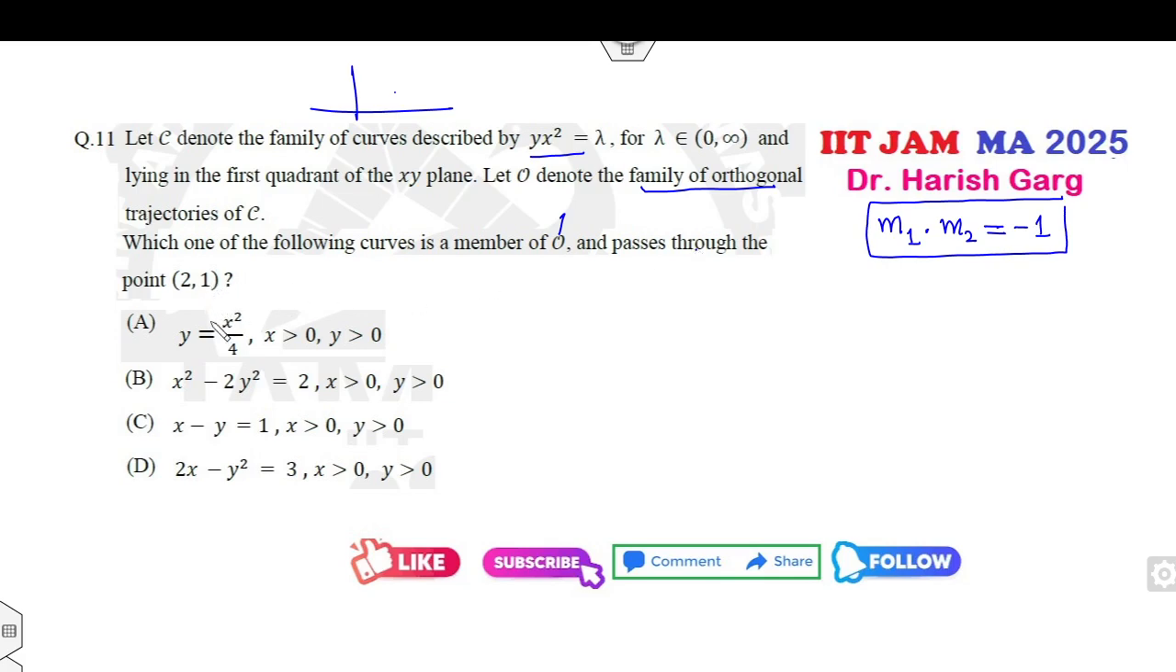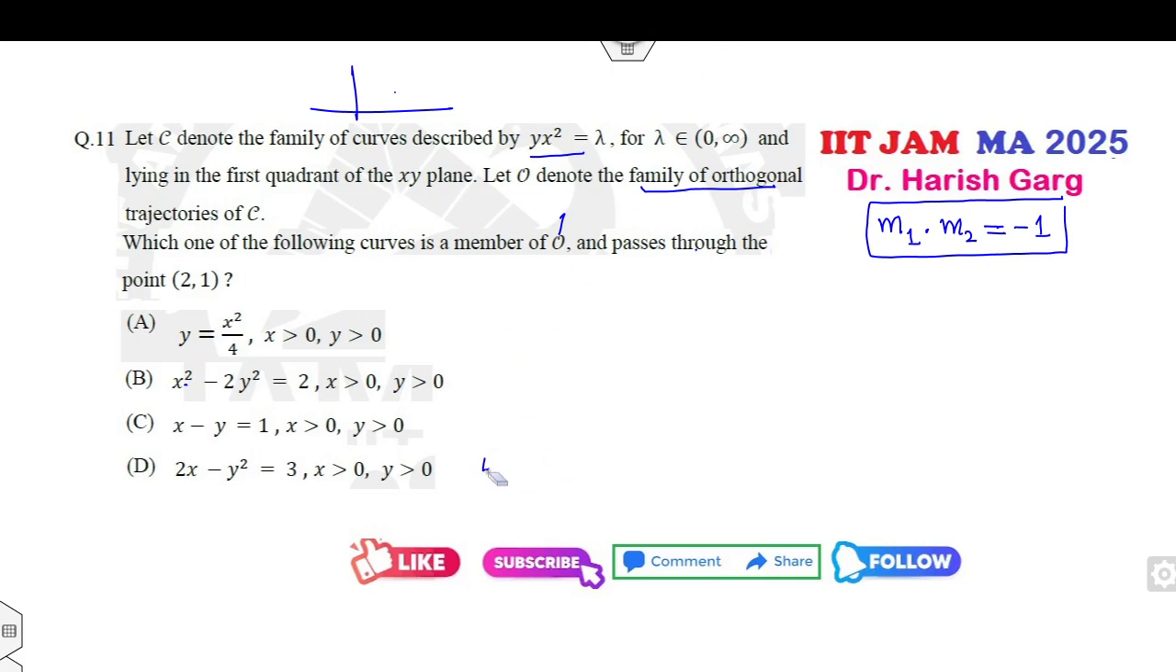So firstly we will see whether any of the options is not satisfying (2, 1). पहले ये कर लेते हैं, 2, 1 देख लेते हैं किसमें satisfied नहीं हो रहा. So it is 1, which is 4 by 4, satisfied. This is 4 minus 2, which is 2, satisfied. 2 minus 1 is 1, satisfied. 4 minus 1 is 3. All are satisfied. That's fine. There is no issue.